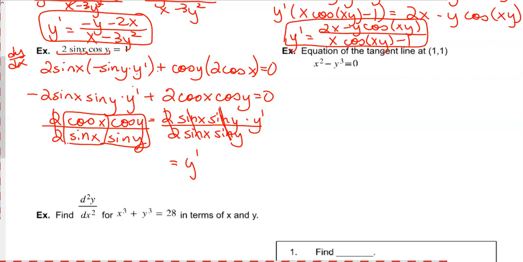Well, the answer is yes. Cosine over sine is defined to be cotangent. So I'm going to write this as the cotangent of x times the cotangent of y, and that will be my final answer.